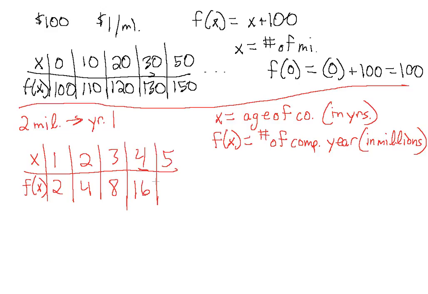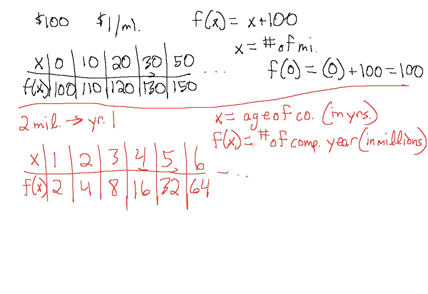Year 5, we just double 16, which is 32. Year 6, they sell twice as many as the previous year, so we have 64 million, and so on and so forth. Okay, we're actually keeping the applications, these examples, fairly simple, just so we can get an idea of what we're looking for and why we're actually writing a function in terms of a table.